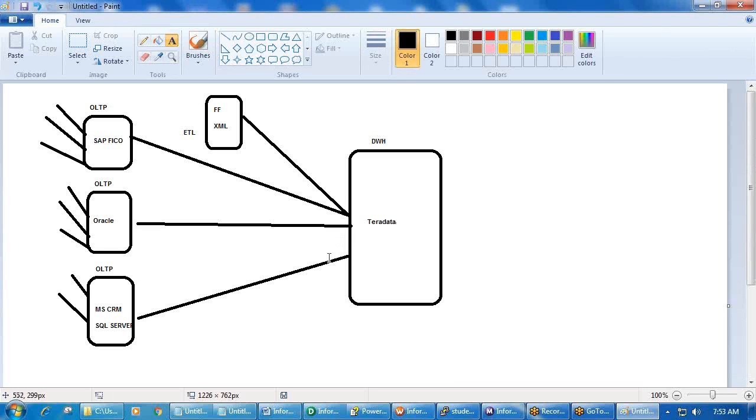What kind of analysis do we do? I'll come back to that question. But how do you analyze the data? Data can be analyzed with the help of BI tools. BI tools or reporting tools will read the data from your data warehouse and show it to the business user in the form of beautiful visualization charts.